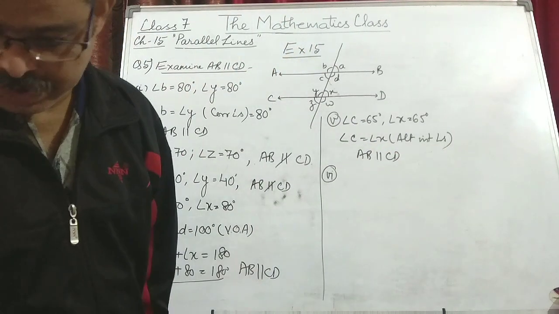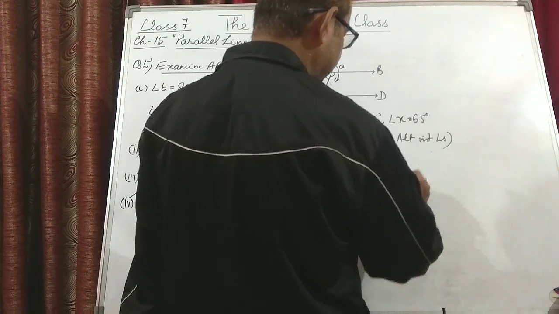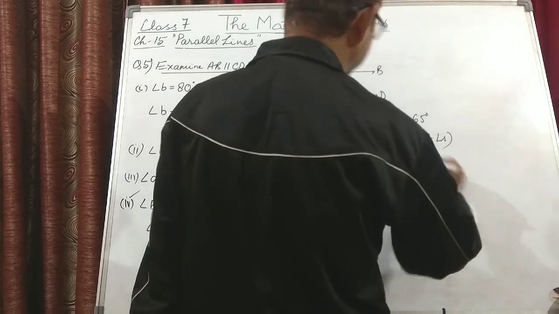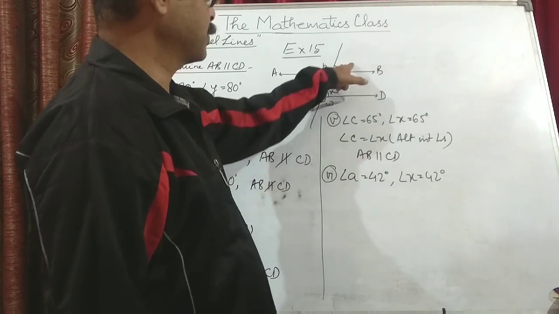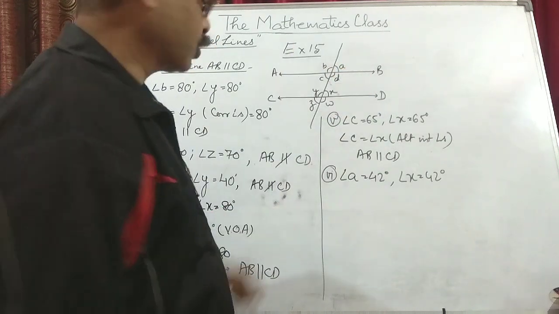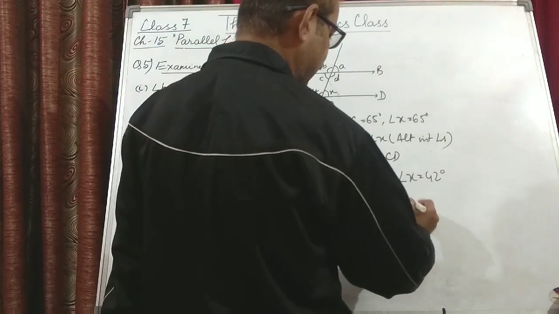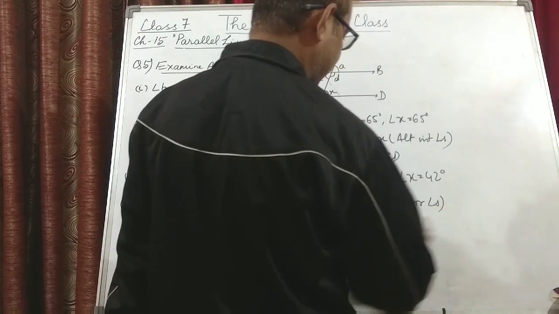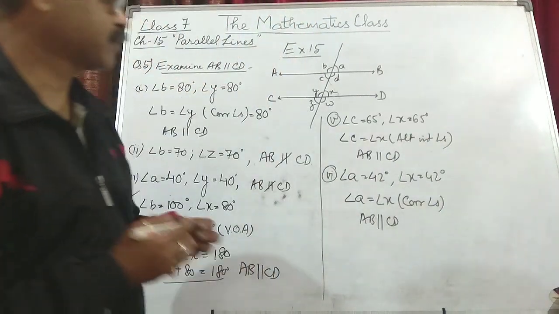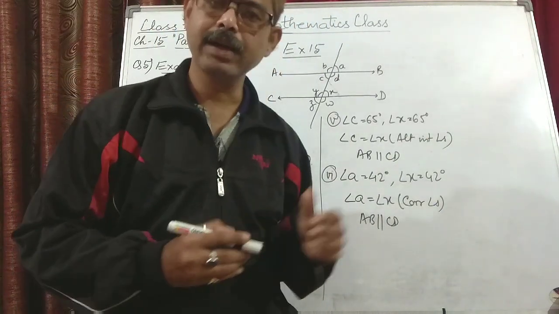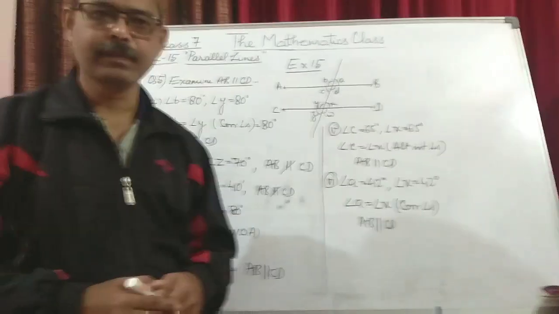Now the sixth part. They say angle A is 42 degrees and angle X is 42 degrees. You can see both these angles are equal, and at the same time they are acting as corresponding angles. Therefore, according to the converse, when the corresponding angles are equal, the given lines are parallel. So these lines are parallel.